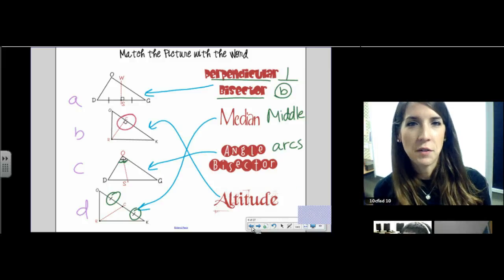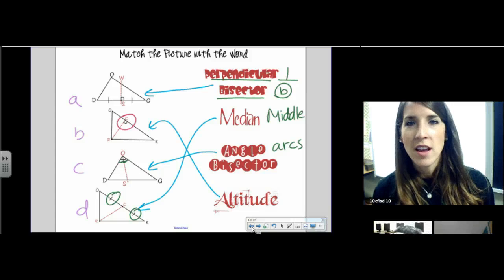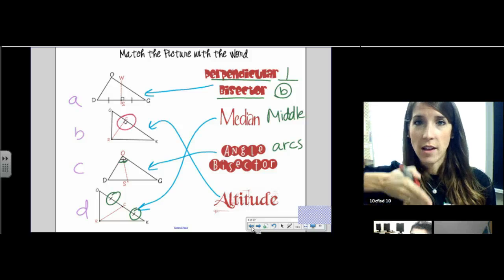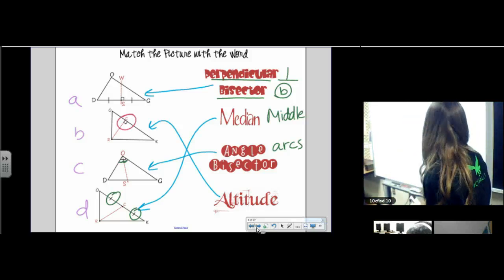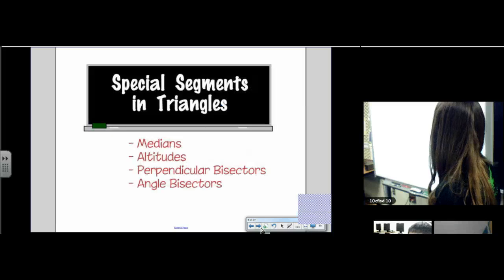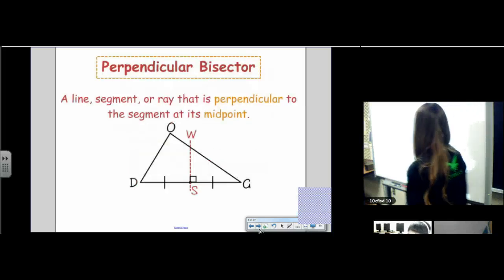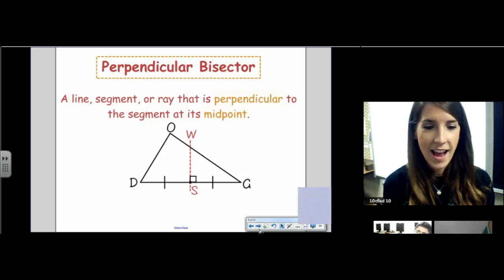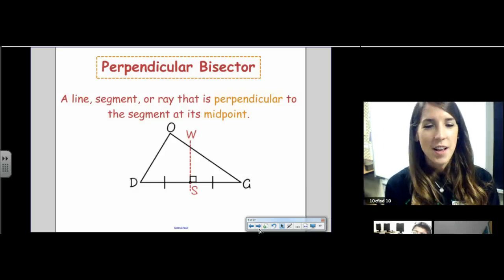You bake it for a different amount of time, you change the temperature, and so your altitude would be how far you are directly off the ground. Okay. So those are the four segments, and we're going to dive into each of those four segments. So the first one, we're going to talk about them one at a time.